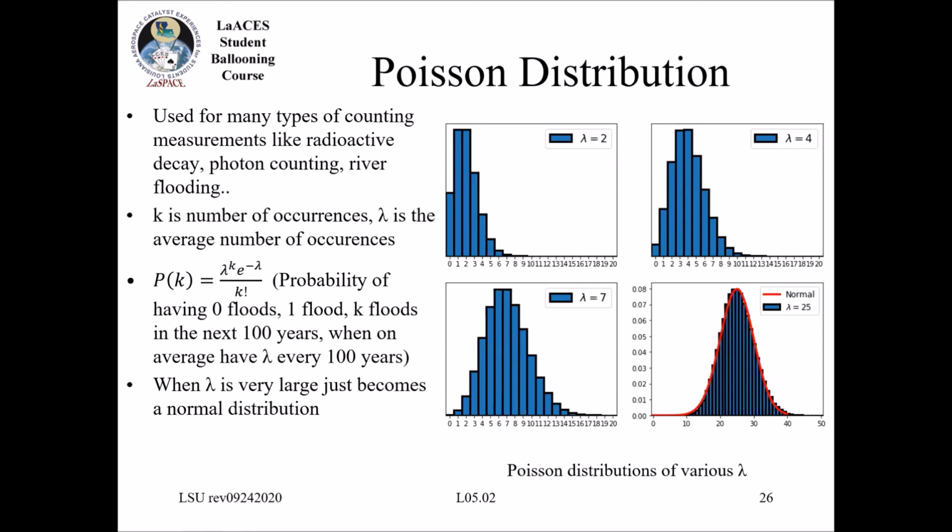One thing to note here is all of the possible values are whole numbers because I'm counting something. I can't have 1.5 radioactive decays. I can't have 1.5 floods. I either have a thing happen or not.